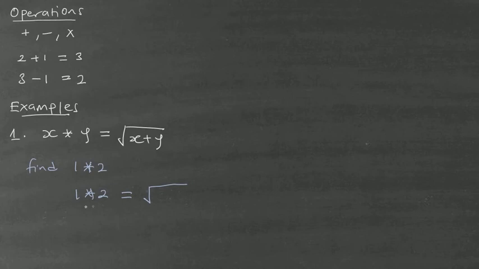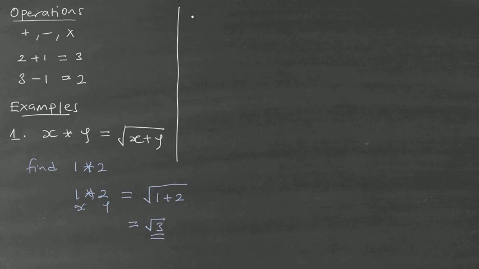So this is our x, and this is our y. We just feed it here and compare the two. This is 1 plus 2, and this gives us the square root of 3. We can leave it there. If it was a perfect square, then we would get a whole number answer. Alright, let's look at another example.